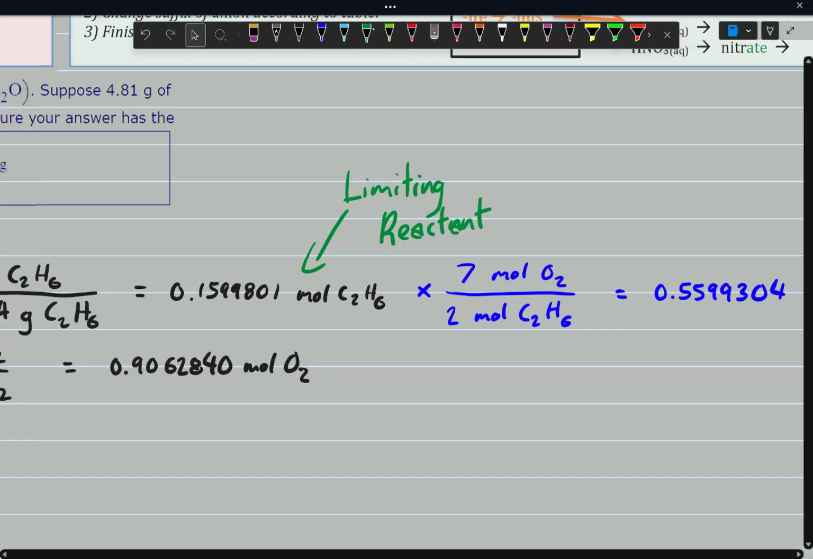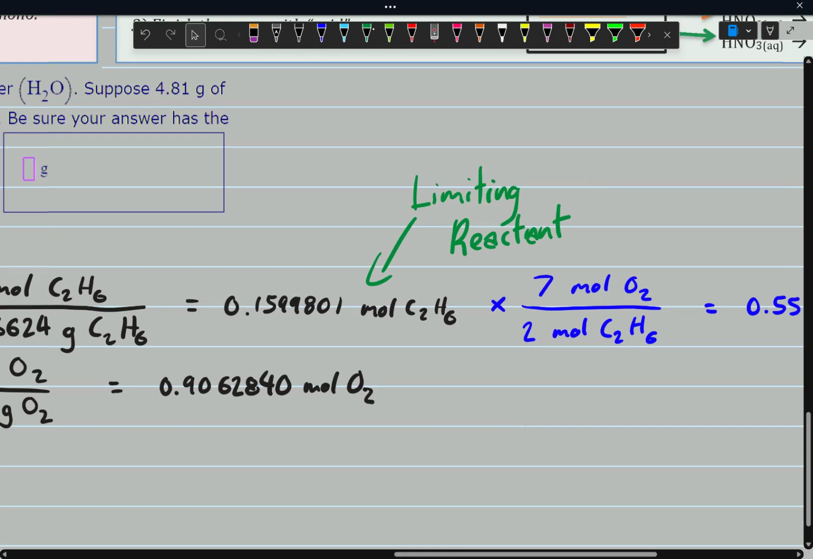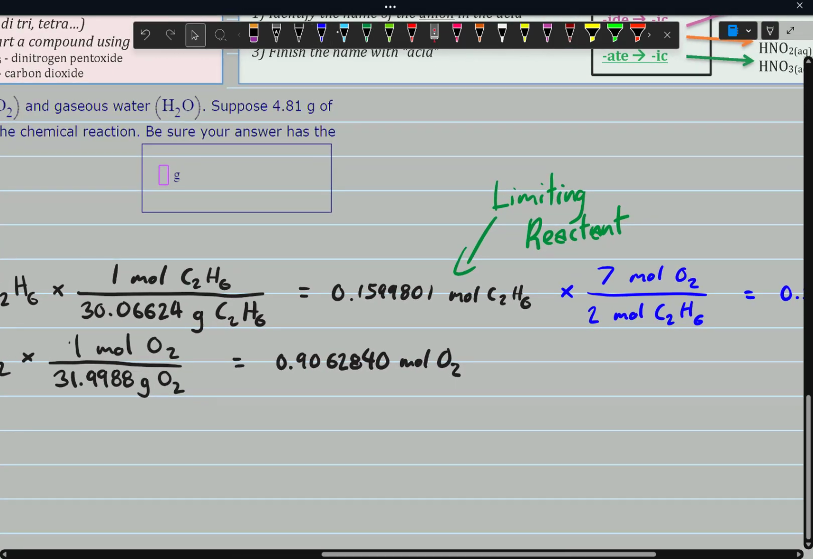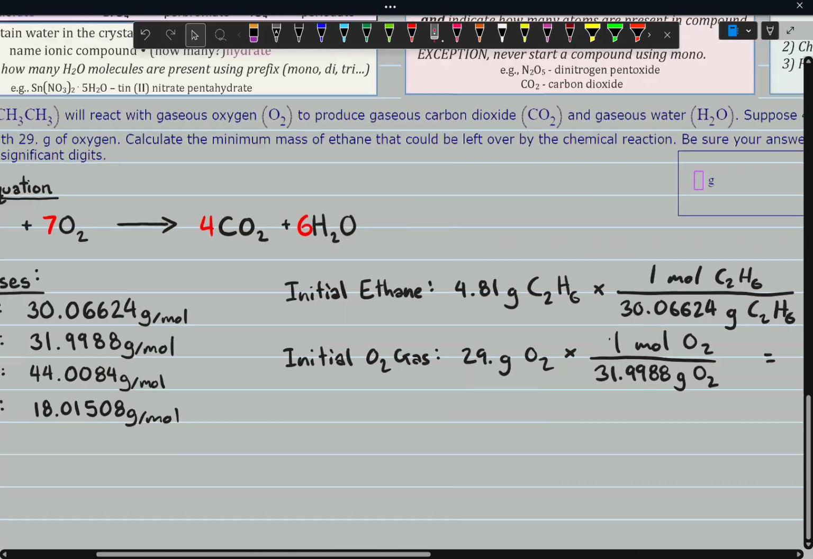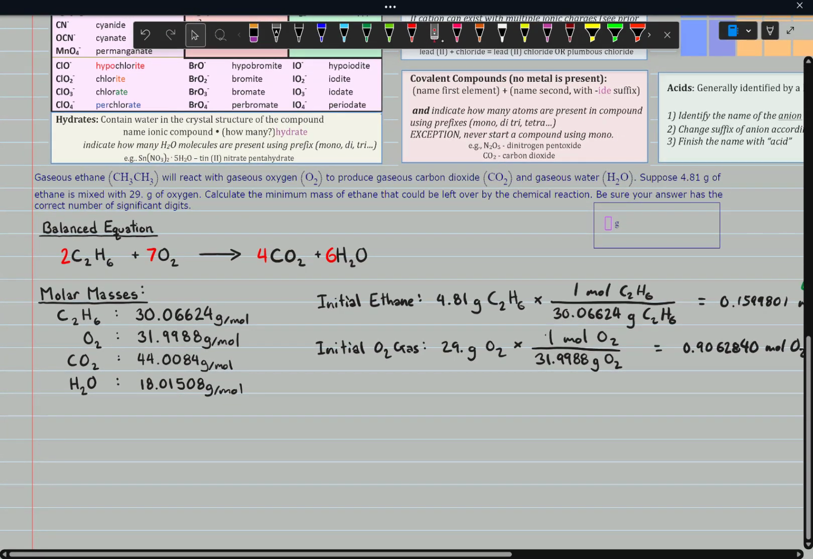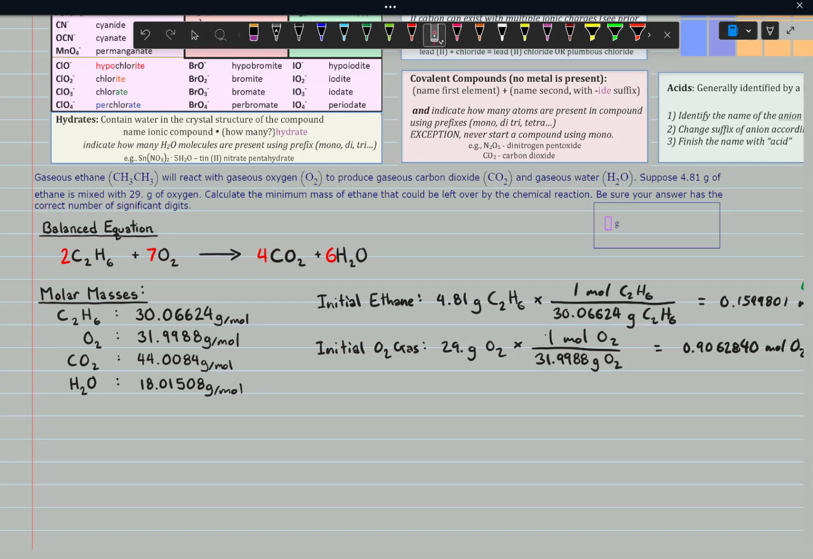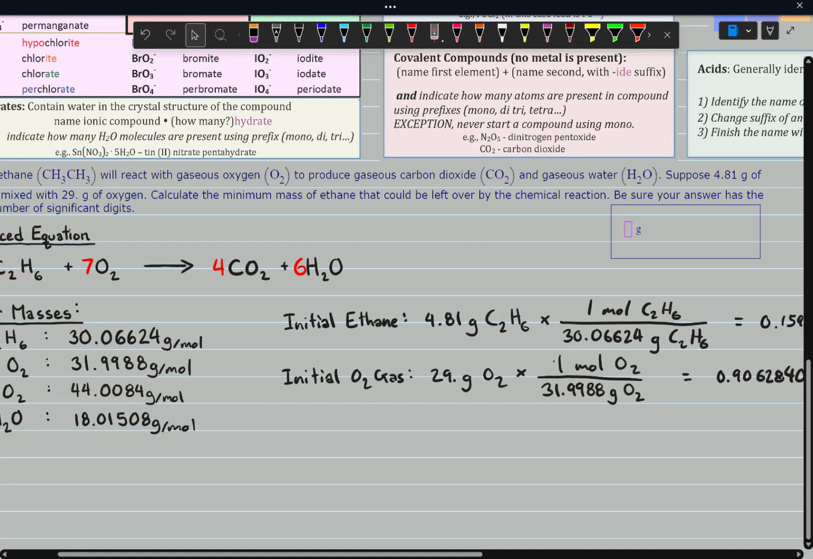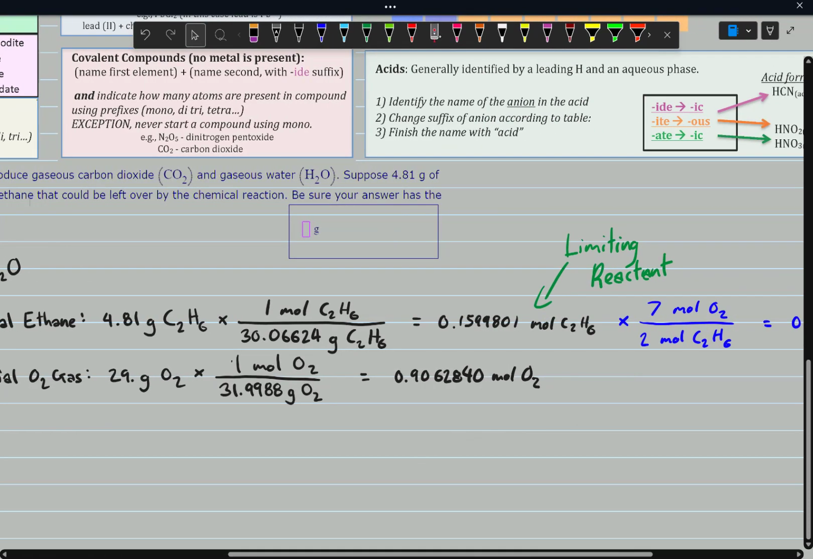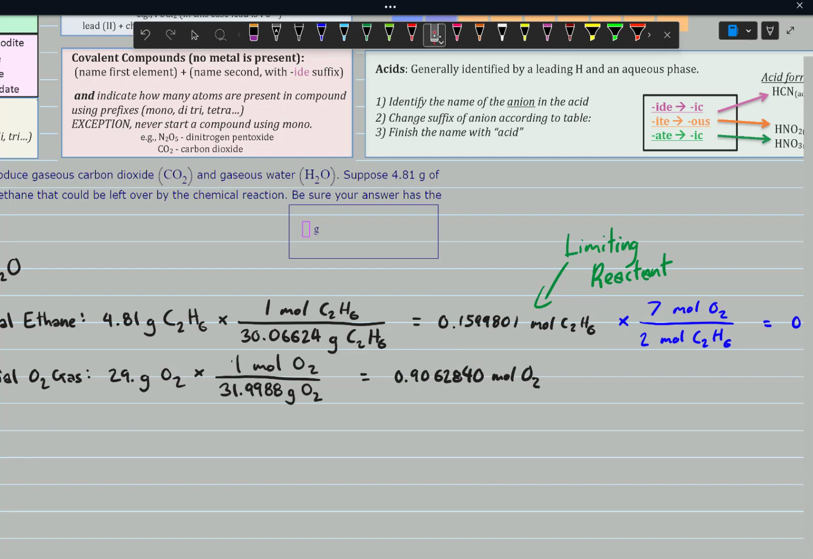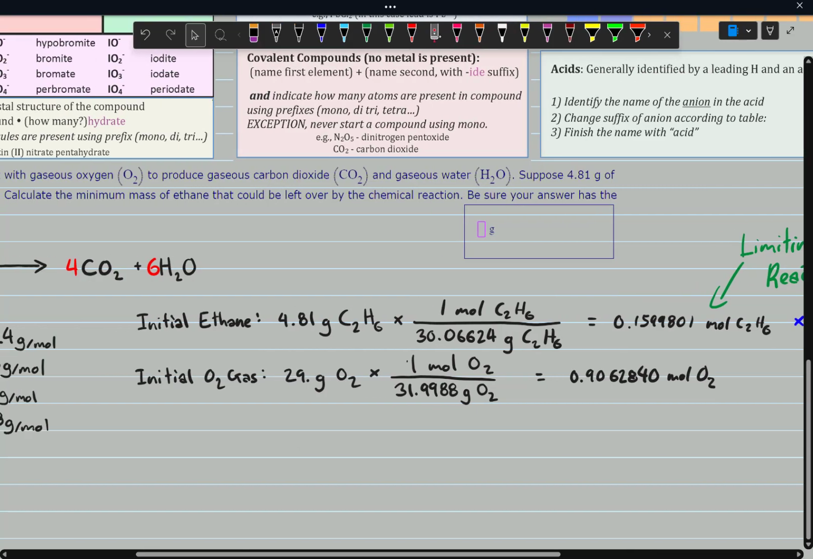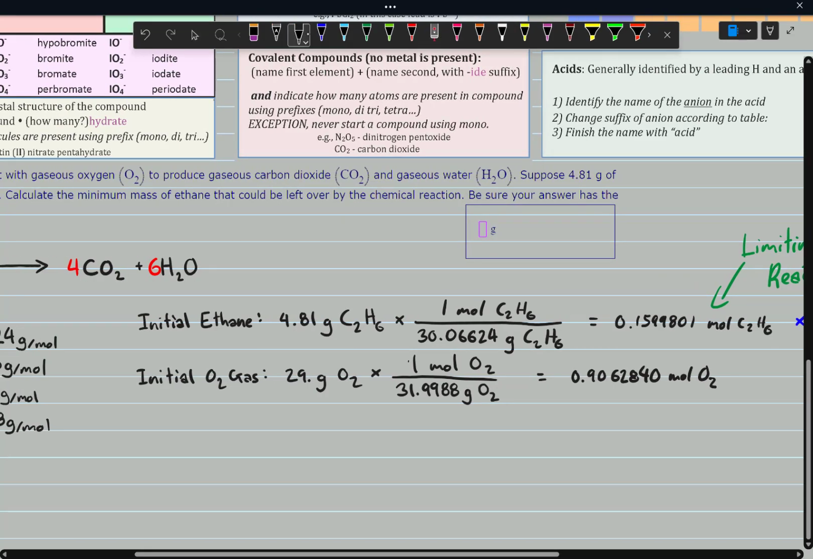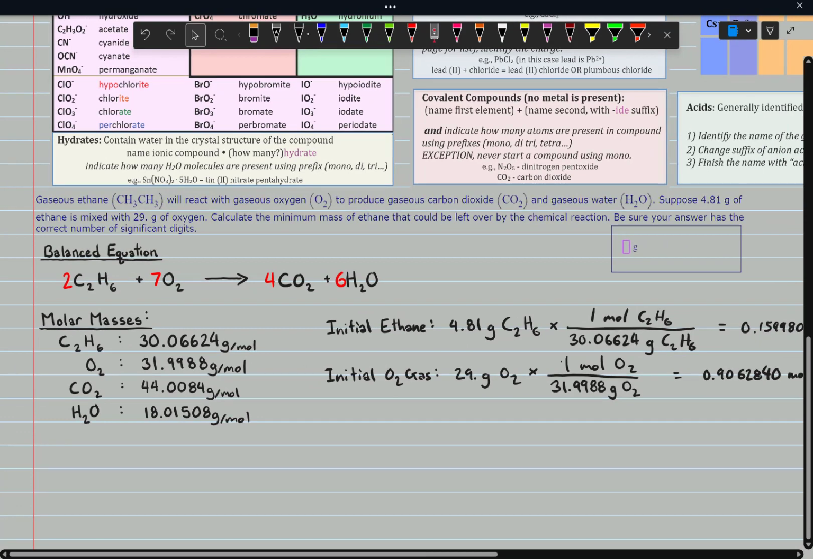Okay, so we know that all the ethane's going to get used up, and we're going to have excess oxygen. So what's the question asking? It is asking, calculate the minimum mass of ethane that could be left over, theoretically, by the end of the chemical reaction. Well, we've just established that if this chemical reaction takes place, all the ethane's getting used up. So there won't be any mass of ethane left by the end. So that's just 0.